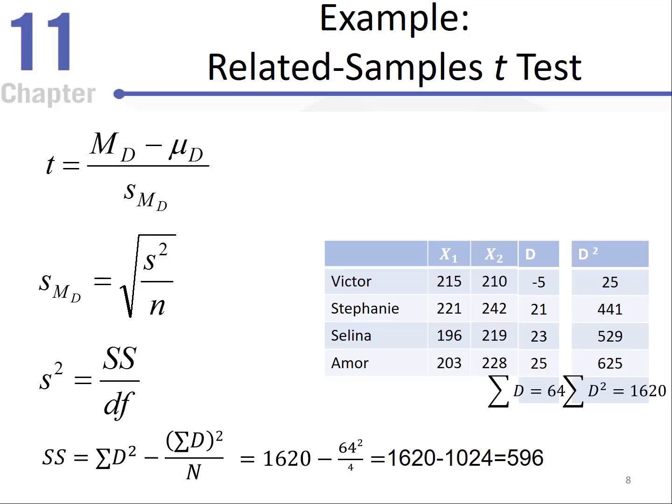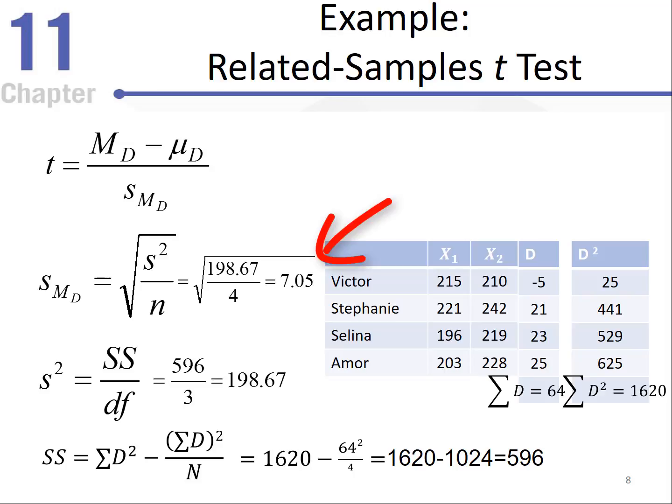So now we just plug it in again. We come up with the sum of square of 596. Now we can plug that in for the variance and solve: 596 over the degree of freedom. We have 4 people, so the degree of freedom is 3. Our variance is then 198.67, and again, now we just plug it in here to solve for our estimated standard error of the mean difference. We get a result of 7.05.